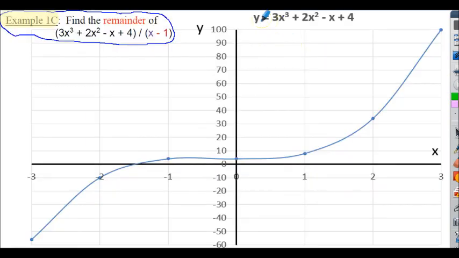Here's a plot of the curve y is equal to 3x cubed plus 2x squared minus x plus 4. That's the dividend given. We were dividing by x minus 1 here. We found the remainder was 8. And from the graph we have a remainder of 8, which occurs at a value of x equals positive 1.